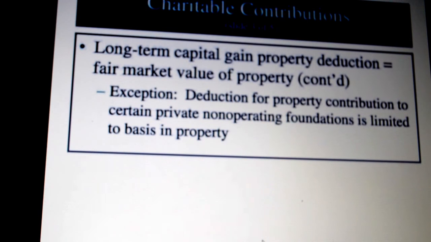Ordinary income property is appreciated property that, if sold, would not result in long-term capital gain for the taxpayer.